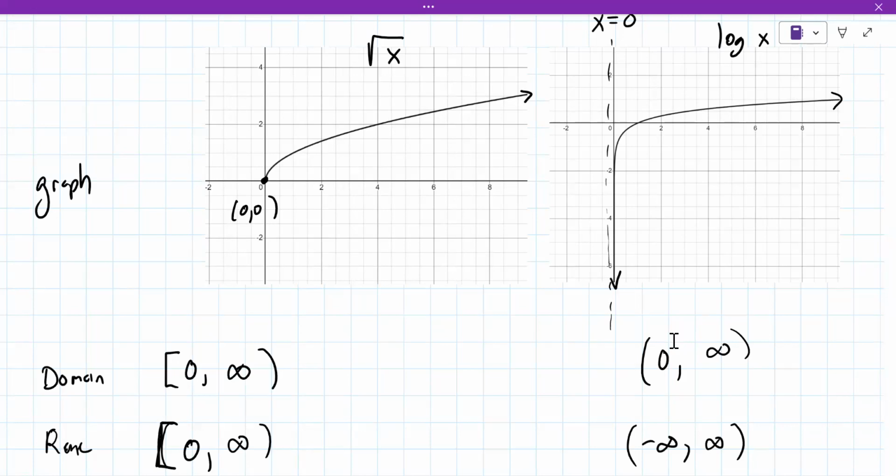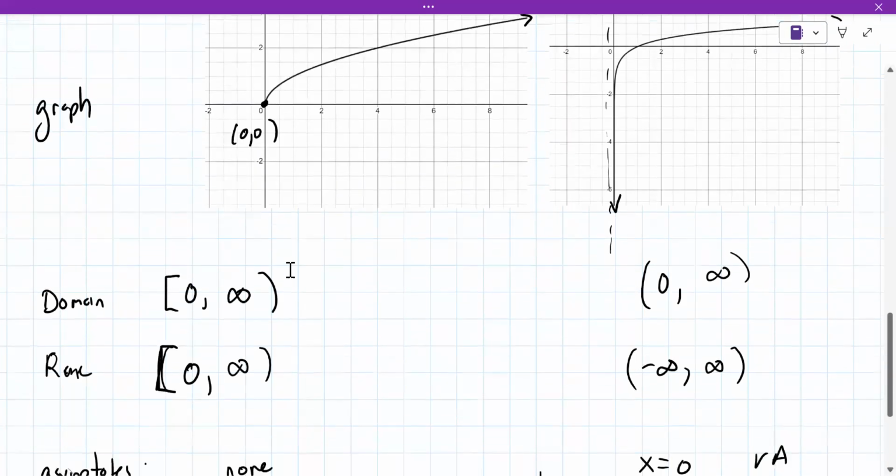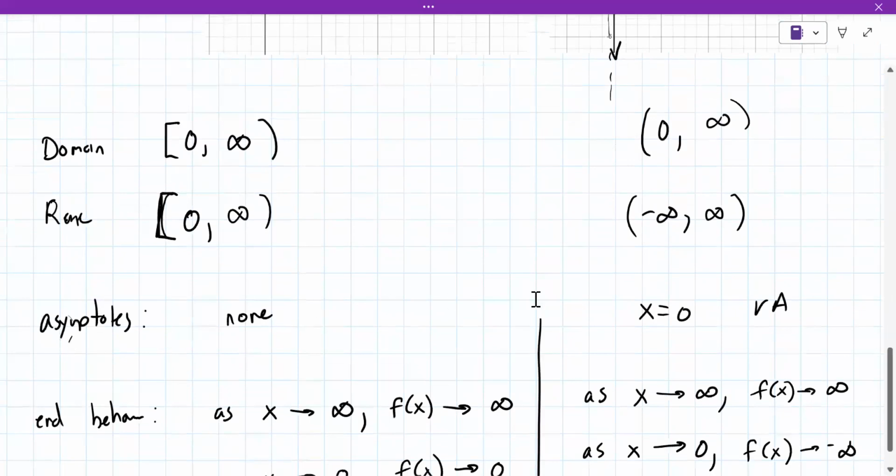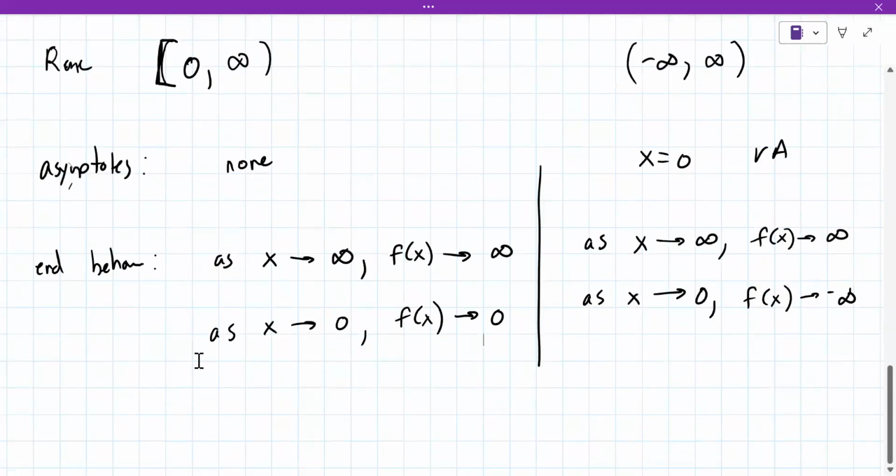Now, in terms of what's different, well, there's a lot that's different. You can say the ranges are different. That's number 2. The asymptotes are different. And the end behavior to the left is different.